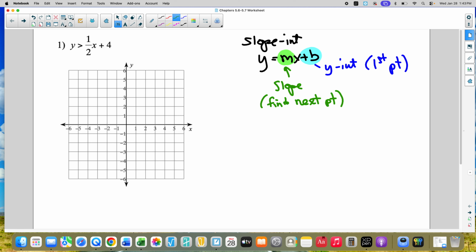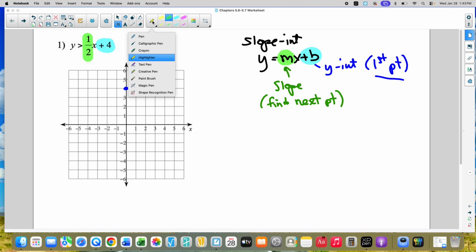So in this equation, y is greater than 1/2 x plus 4, we see that our y-intercept is 4. It's going to cross the y-axis at 4. So we go on the y-axis where 4 is. That's our first point. And now we're going to take the slope. The slope in this example is going to be 1/2.